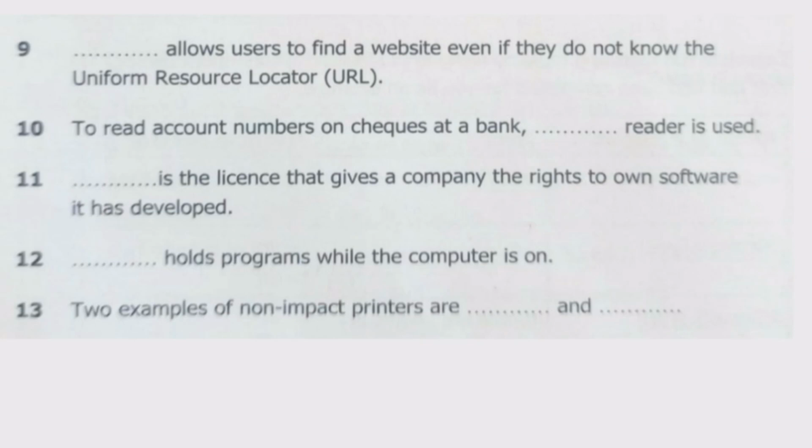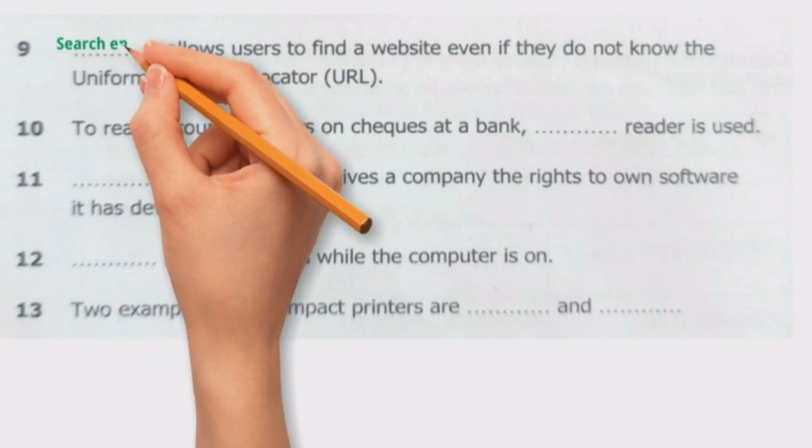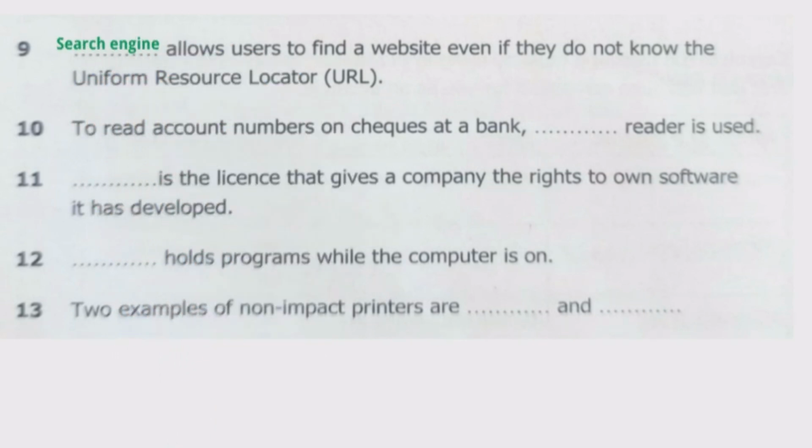Question 9 is as follows. Dash allows users to find a website even if they do not know the uniform resource locator, which is URL. So the correct answer here is search engine.